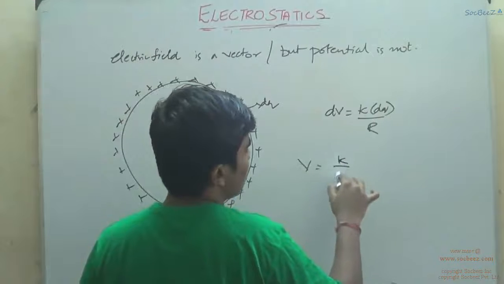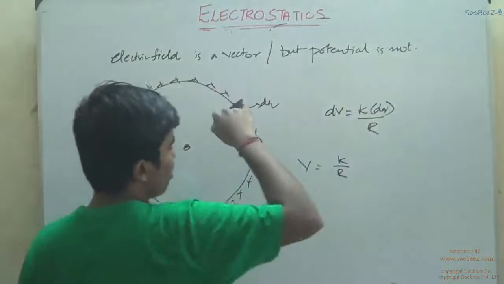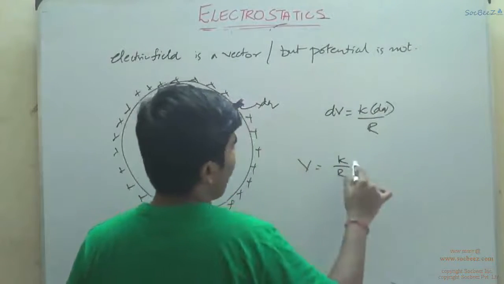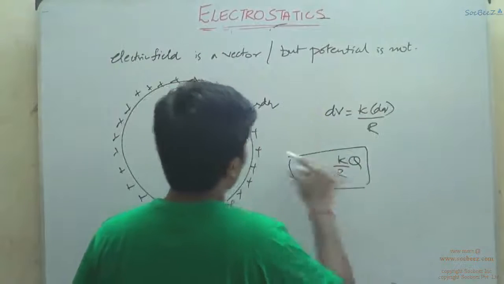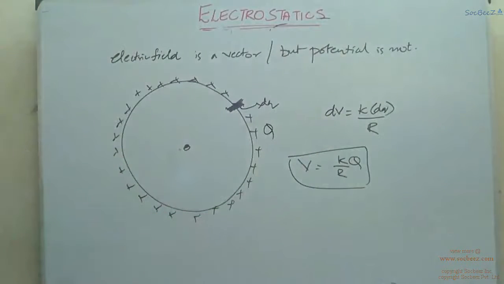So see, k and R are constant, and if I integrate dq over the whole ring, I get q. So if q is the total charge present on the ring, the potential at the center due to the ring is equal to kq by R.